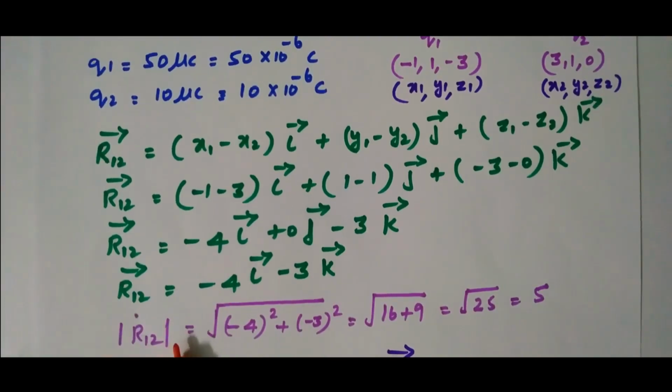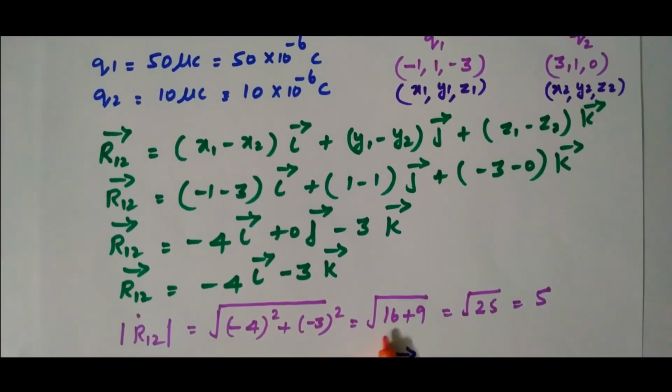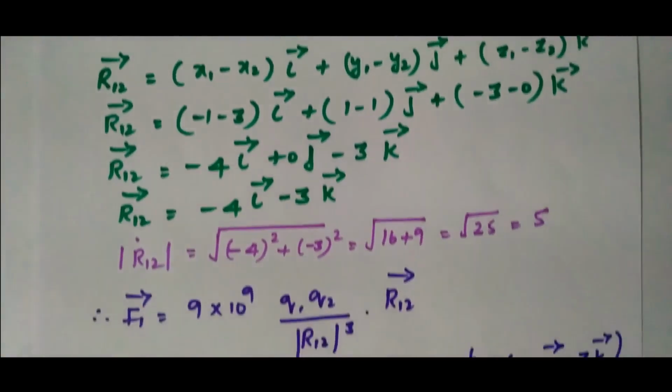How will you find the magnitude? Square root of the sum of squares of the coefficients, right? Square root of minus 4 square plus minus 3 square is equal to square root of 16 plus 9, that is square root of 25, which is equal to 5. Now we got the magnitude also. The r12 vector is calculated and the r12 magnitude is calculated. Now we can substitute in the formula.